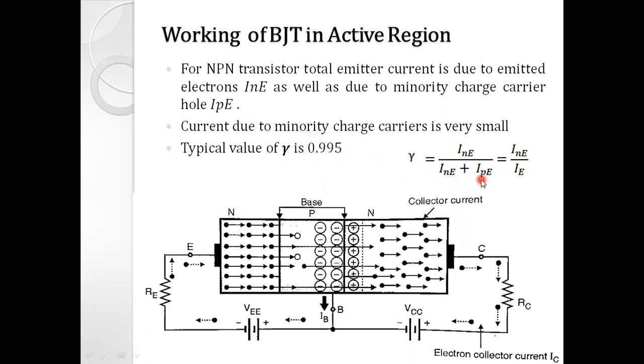So the magnitude of INE is greater than the magnitude of IPE. What is IPE? That is the current due to minority carriers. And what is INE? That is the current due to majority carriers. So when we take the ratio of these two quantities, INE and IE, most of the time we get a value greater than 0.99.